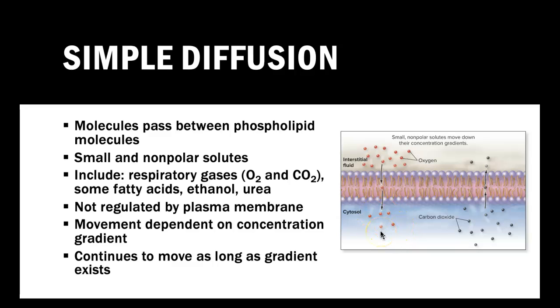So areas in our body where we see this happening is our respiratory gases. So when we have that capillary bringing in that fresh oxygenated blood, it will then move the oxygen into the tissues and pick up the carbon dioxide. And also we see this with some fatty acids, ethanol, and urea. This is not really regulated by the plasma membrane. Again, we're focusing on the concentration gradient here.